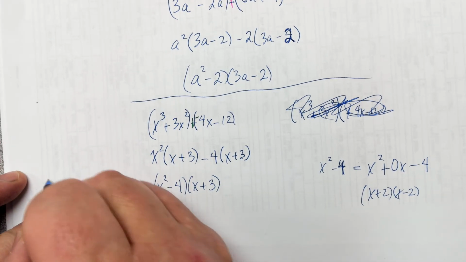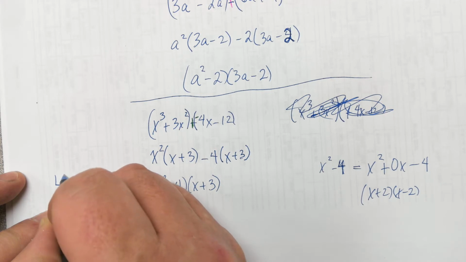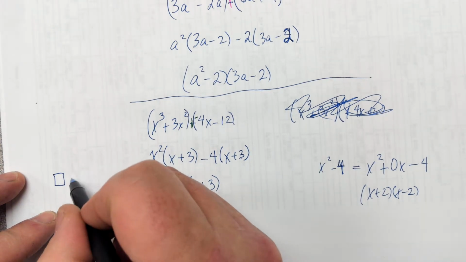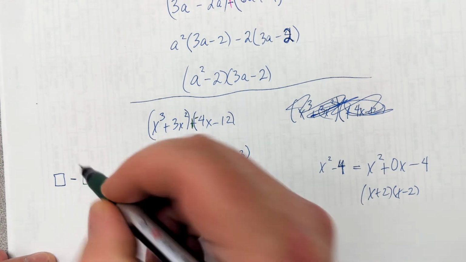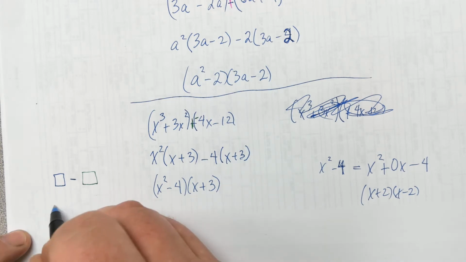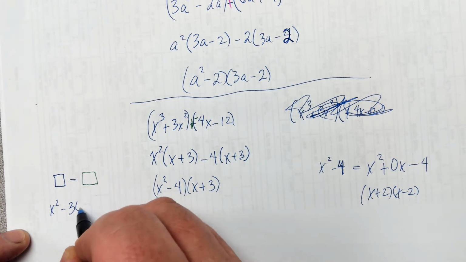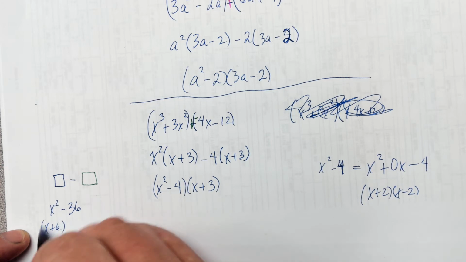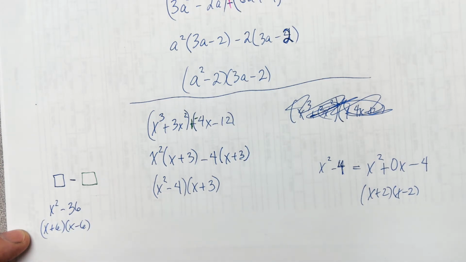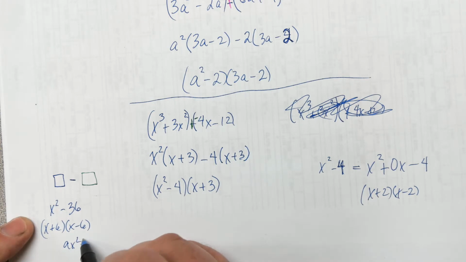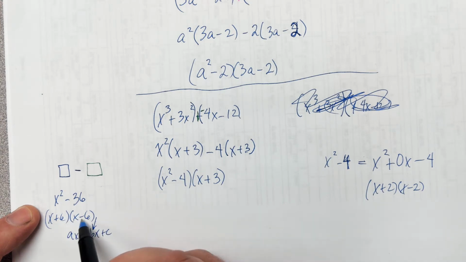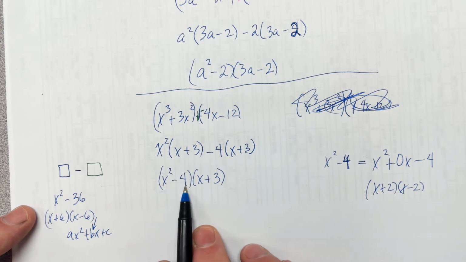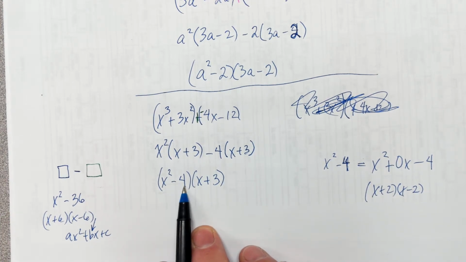If you have a perfect square minus a different perfect square, that's going to be factorable. So like if you had x squared minus 36, that would be x plus 6, x minus 6. There's no b term, right? In ax squared plus bx plus c, b is 0 because 6 minus 6 is 0. So anytime you see a perfect square minus another perfect square, you can still factor it. It's called the difference of squares.